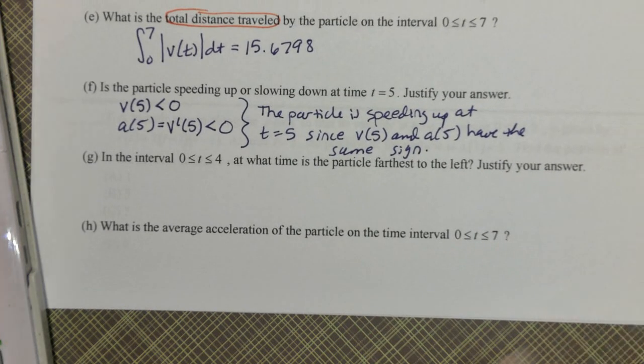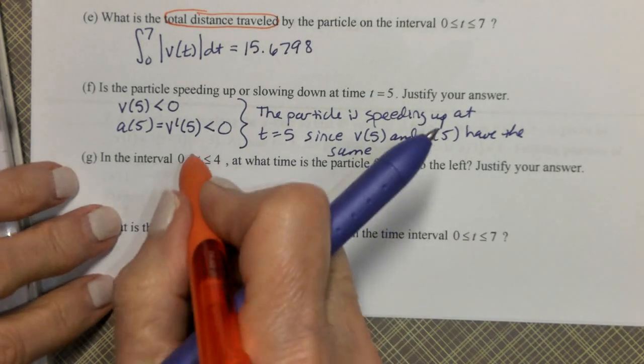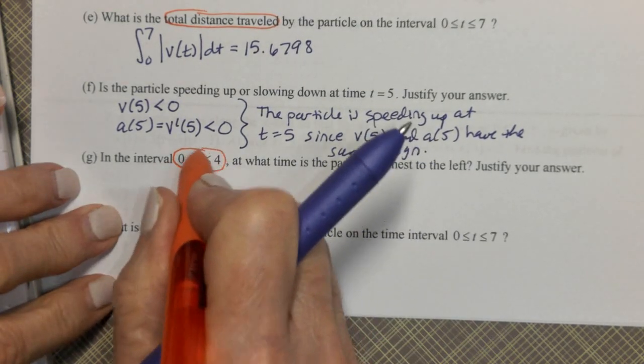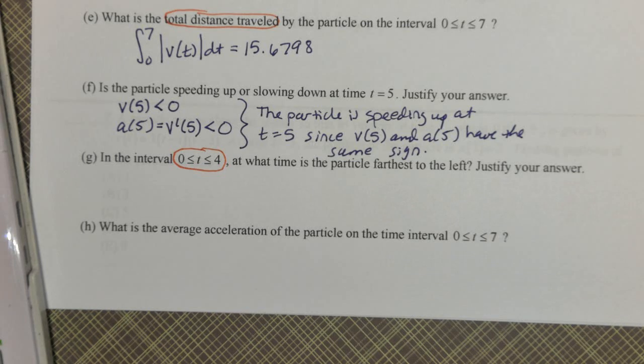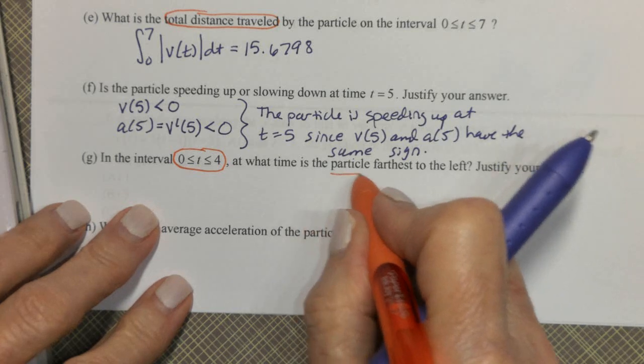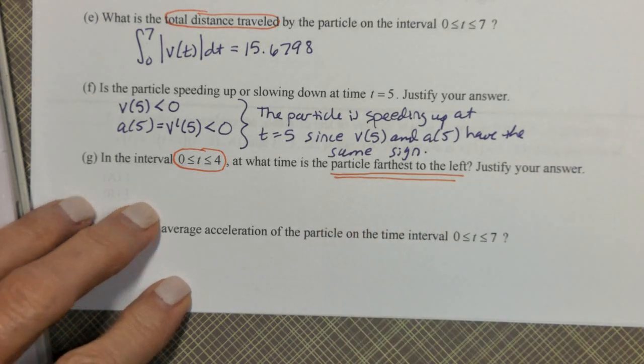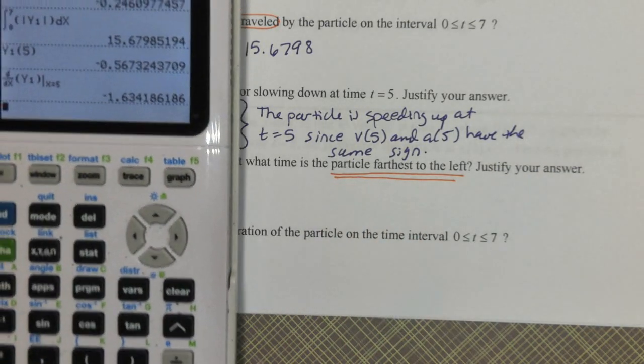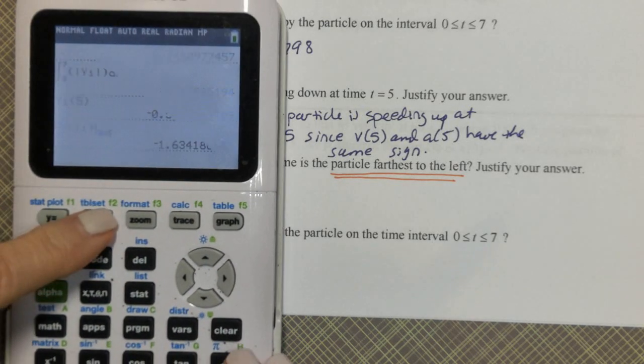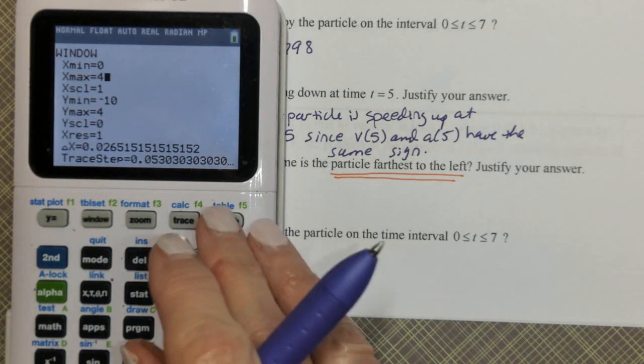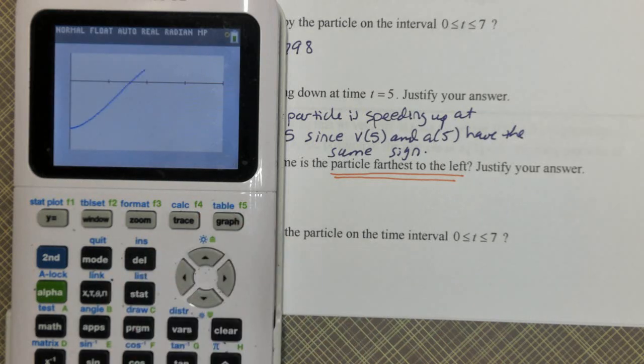G. In the interval 0 to 4, at what time is the particle farthest to the left? I'm interested in why they changed it. It was 0 to 7, and now they changed it to 0 to 4. At what time is the particle farthest to the left? Let's take a look at our velocity graph from 0 to 4. Well, there's our velocity graph from 0 to 4, right?